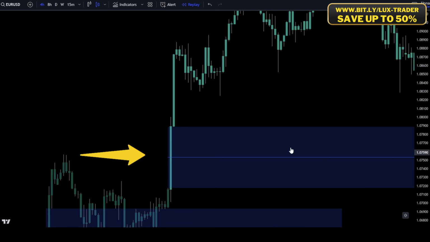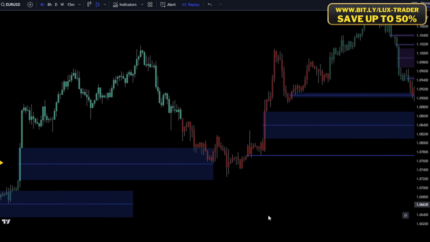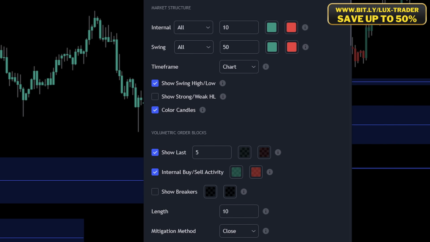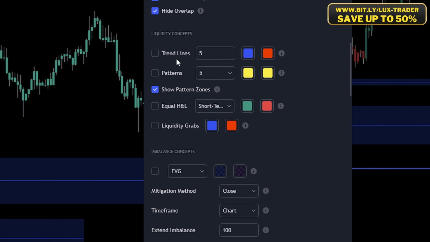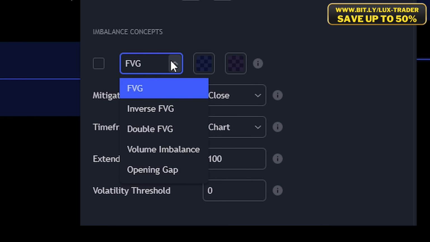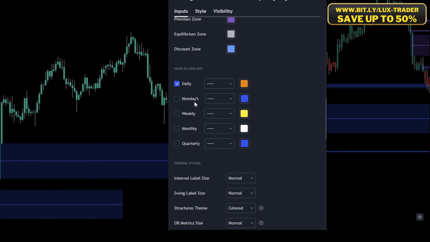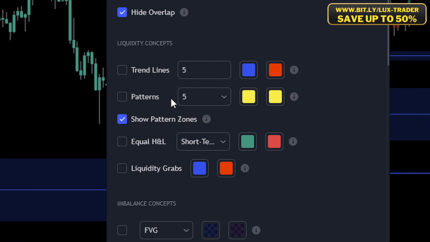Fair value gaps can act like magnets for future price action, functioning similarly to supply and demand zones. When the price reaches this area, it suggests a likely reversal in the opposite direction. There are many more concepts that this indicator can display, such as trend lines, patterns, equal highs and equal lows, liquidity grabs, inverse and double fair value gaps, volume imbalances, opening gaps, as well as Monday's, weekly, and monthly highs and lows. However, for the last concept in today's video, I want to show you the automatic pattern detection.